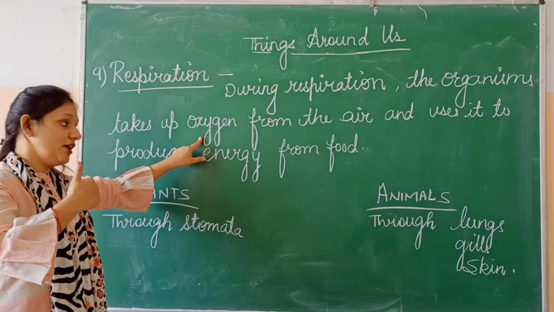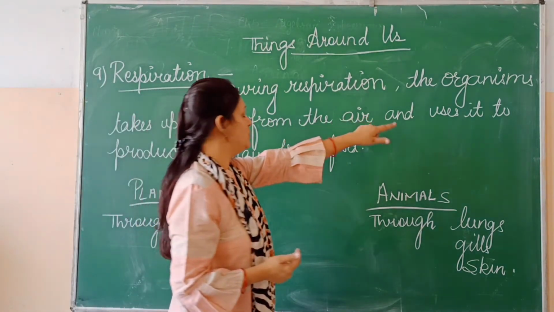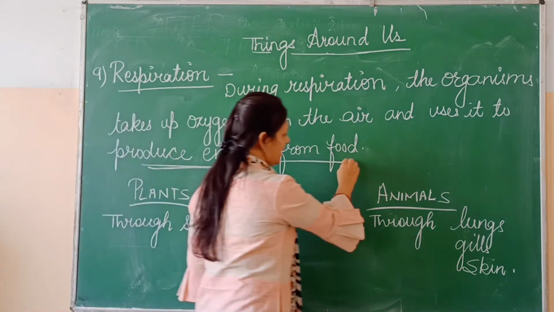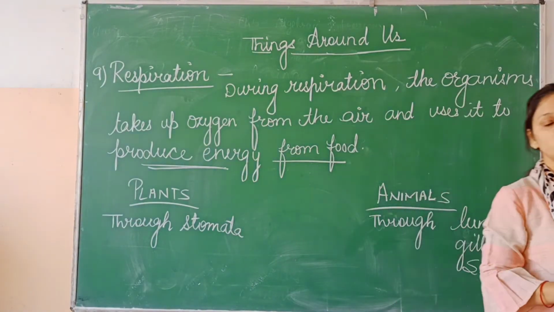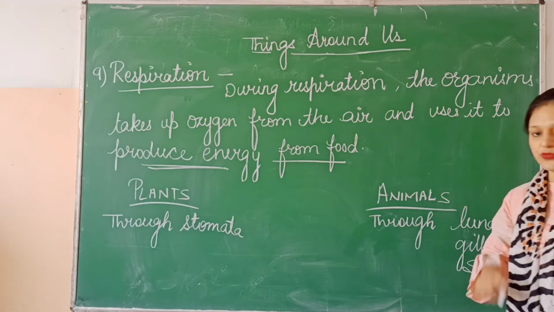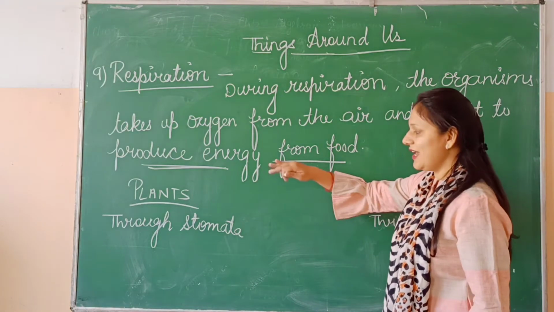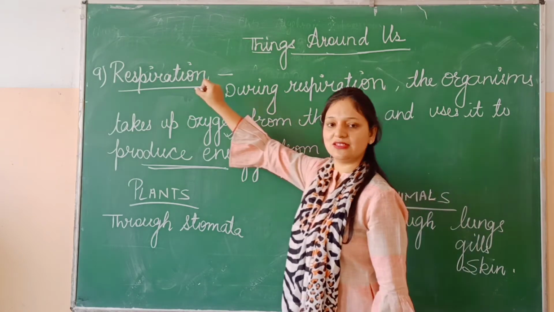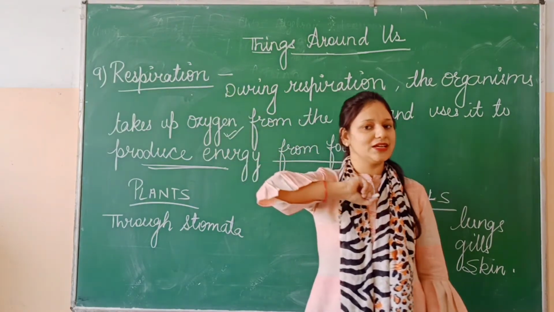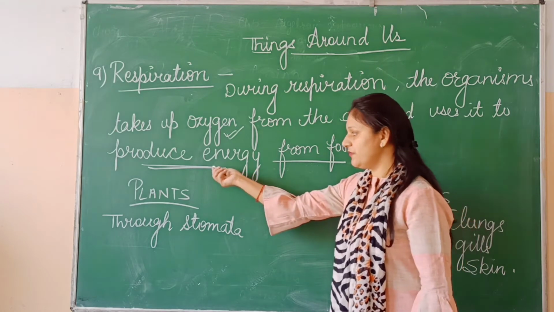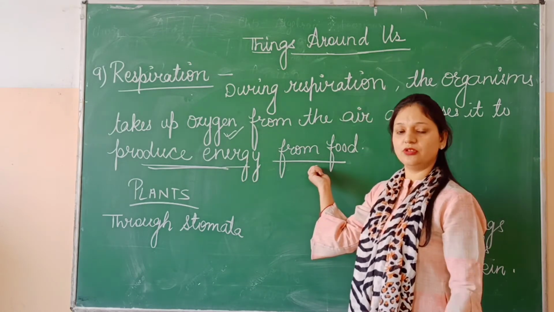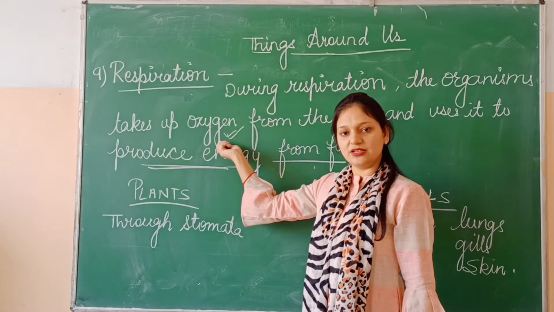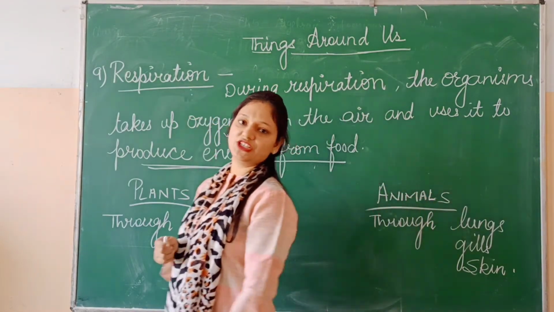Taking in of the air from the air and uses it to produce energy. So they use this oxygen to produce energy from the food, and producing energy from the food by using oxygen, this is known as respiration. So let's again revise it. The production of the energy from the food, the whatever things we are eating, using oxygen is known as respiration.